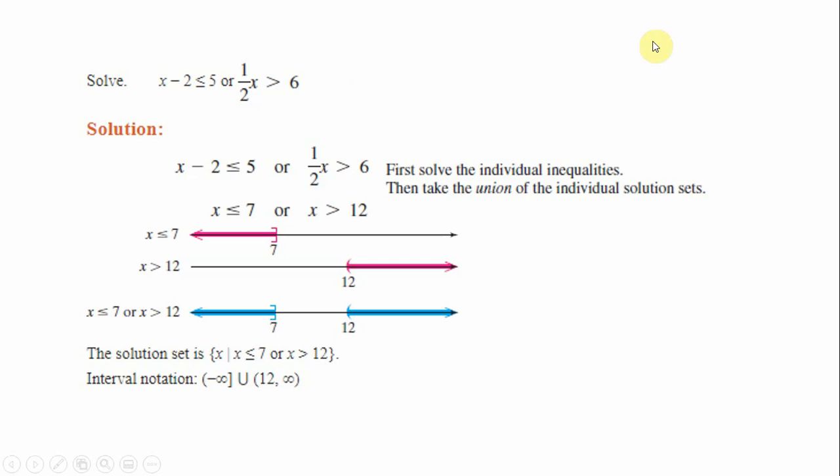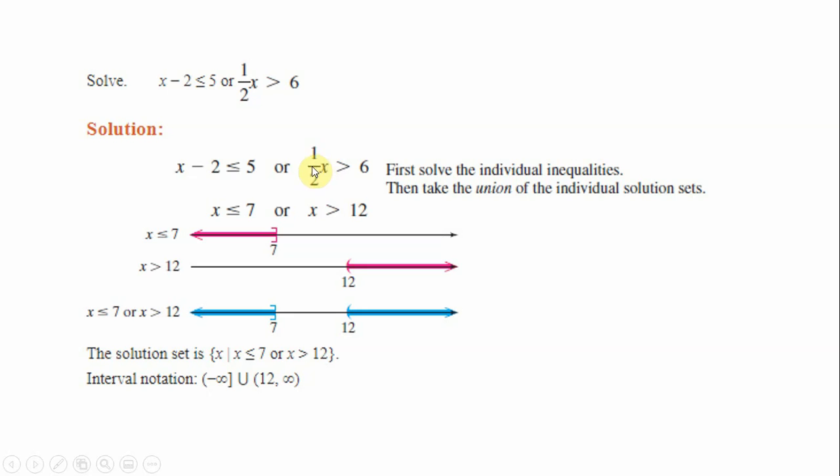So here's just a little more complicated. I've got to actually solve a little more here before I can get to it. x minus 2 less than or equal to 5 or 1/2 x is greater than 6. So I do both of them. I have to solve both pieces. x minus 2 less than or equal to 5, plus 2 plus 2. x is less than or equal to 7, the equal, and here's that graph.